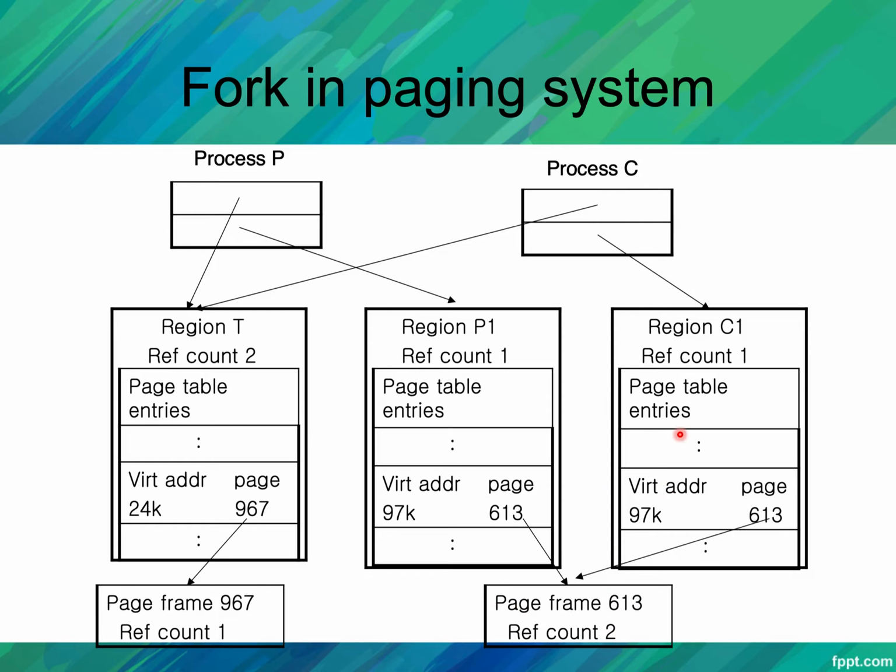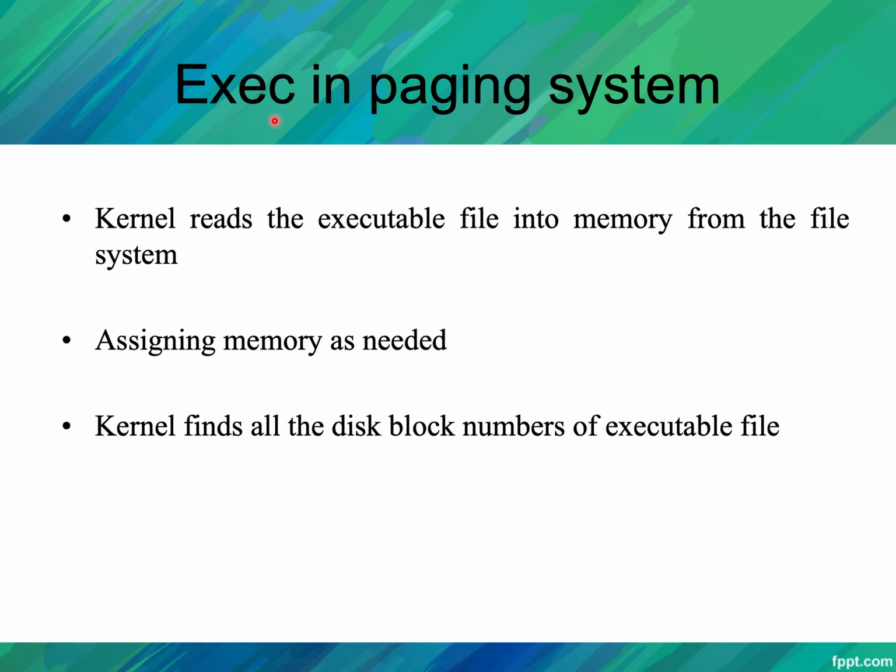And based on this, the page will be loaded into the memory, and then it will get executed. EXEC is another process system call that is going to load a new process or execute a new process whenever we are using this EXEC system call. So the kernel reads the executable file into memory from the file system.